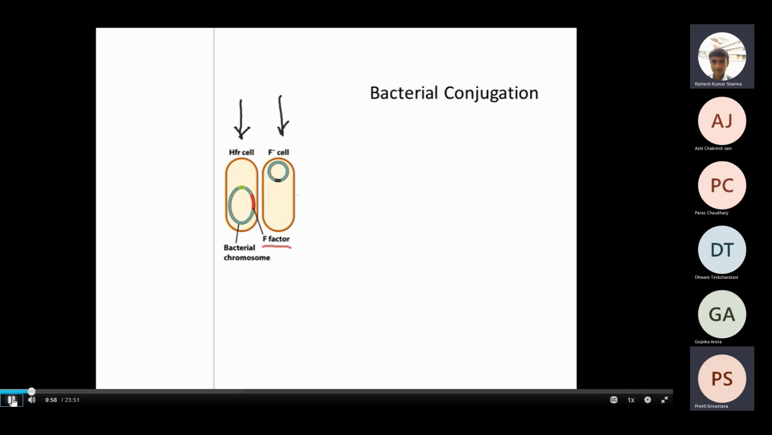The bacterial chromosome has the fertility factor integrated in it. More so, the F- cell does not have the fertility factor. And as we know, the fertility factor encodes genes that are necessary for building the pilus, which allows for conjugation.